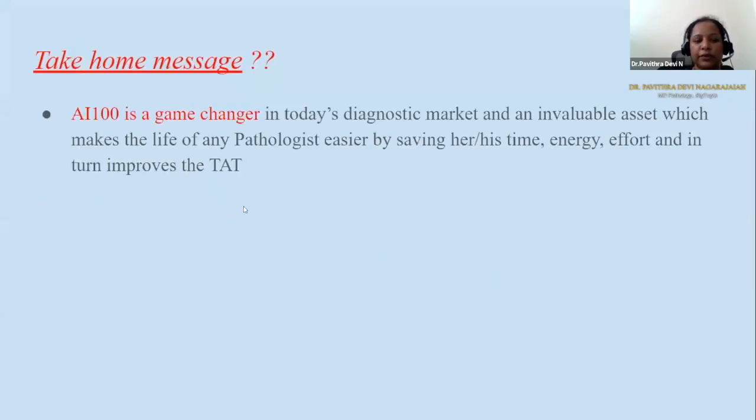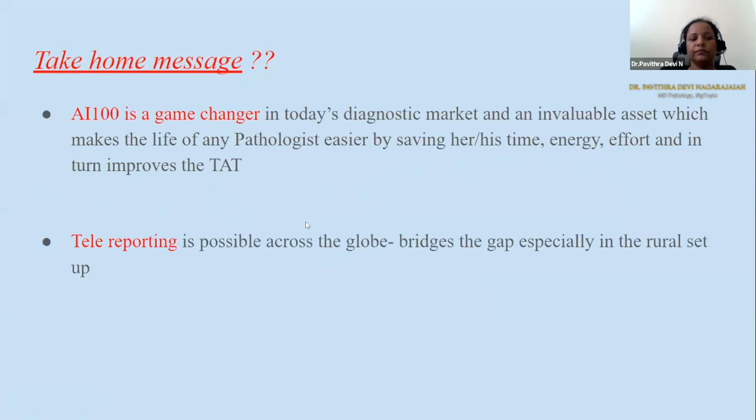So with all these points, what's the take-home message for you guys? AI100 is a game changer in today's diagnostic market, and it's an invaluable asset which makes the life of any pathologist easier. It saves her or his time, energy, effort, and it improves the TAT of the test. And telereporting is a huge advantage here.